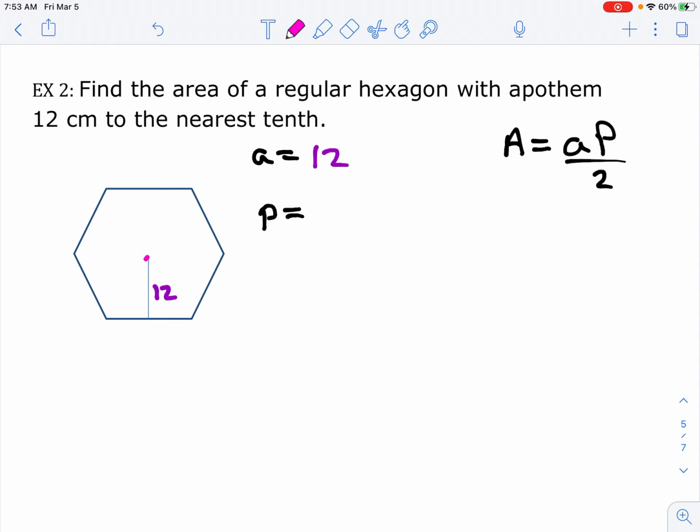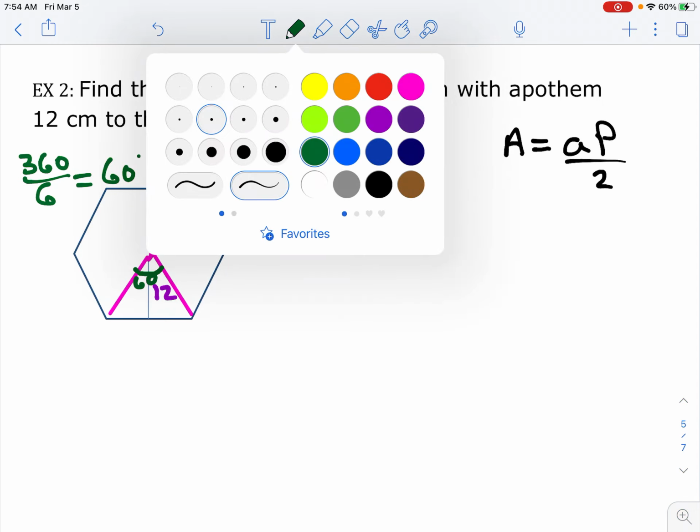All right, let's follow our steps. Step 1, form a triangle. So I'm going to form a triangle here. Step 2, find that central angle. Find what that angle is up in the middle. We do that by taking 360 divided by the number of sides. There's 6 sides. So that tells us that the central angle is 60 degrees. So this little angle is 60 degrees.